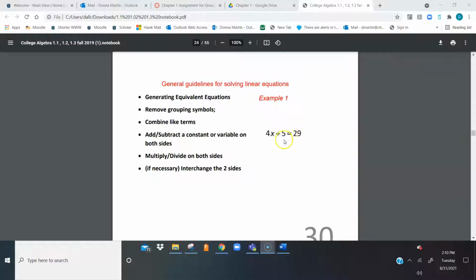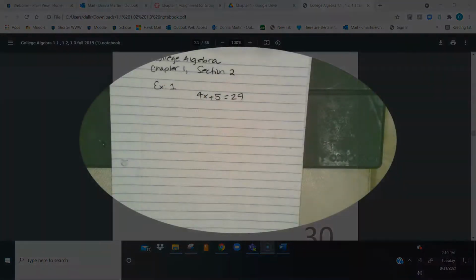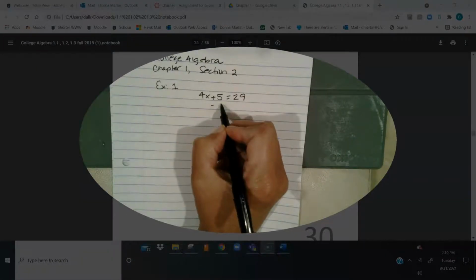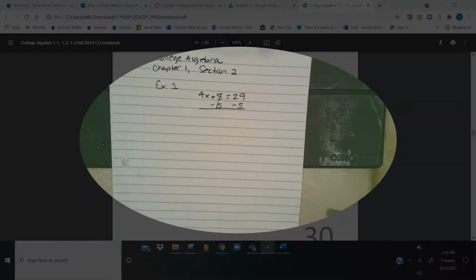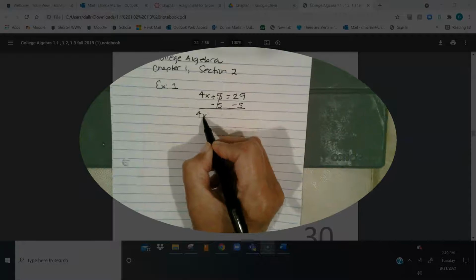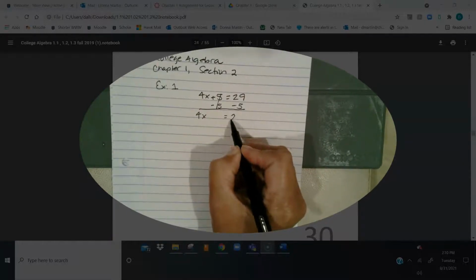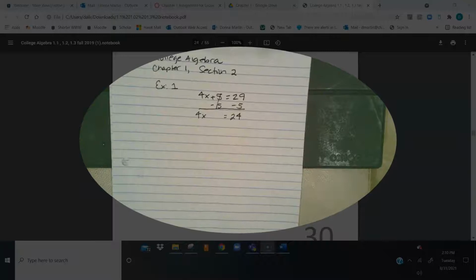In order to do that, I would need to move the positive 5 across the equation to the positive 29 side. We use inverse operations for this and it would look as so. In order to move the positive 5 to the other side, I subtract 5 from both sides. Those would cancel. That leaves me with 4x equals 29 minus 5 is 24. Now notice that my equal sign is in the same position. We move constants, we move variables. We do not move the equal sign.